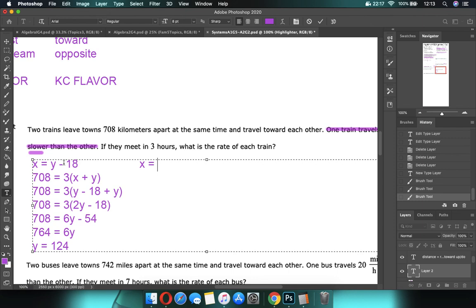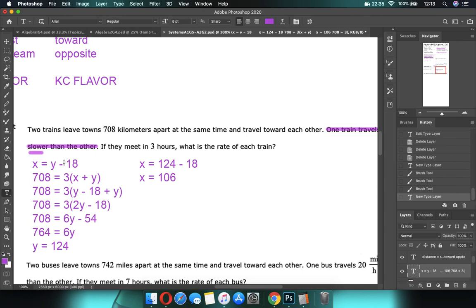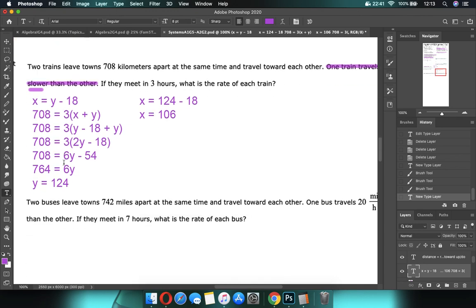X equals 124 minus 18. All right, so what's 124 minus 18? It is going to be 106. There's our setup. Now keep in mind for this particular topic, when you get the knowledge check flavor, keep in mind which one is faster and which one is slower. They will flip those around to try to trip you up.